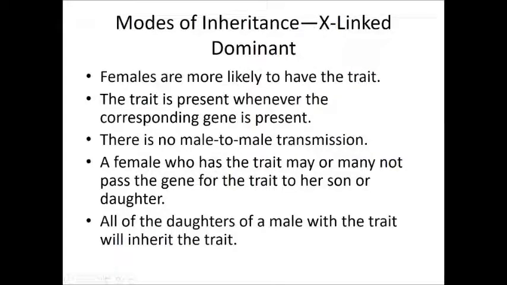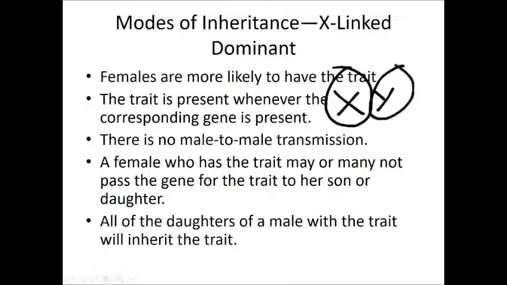Since these traits are X-linked, there is no male-to-male transmission. And this is due to the fact that men have an X chromosome and a Y chromosome. They inherit the X chromosome from their mother. They inherit the Y from their father. They don't get an X from their father. So since the genes for these traits are located on an X chromosome, men can't pass X-linked traits on to sons. They can pass them on to daughters because daughters have two X chromosomes. They get one of those from mom and one of those from dad.